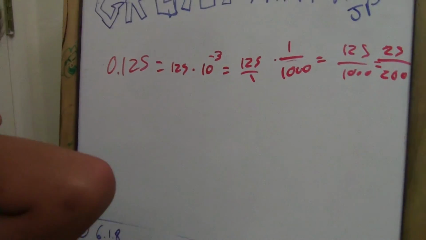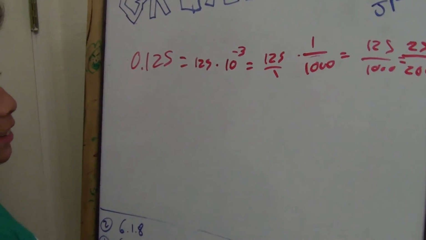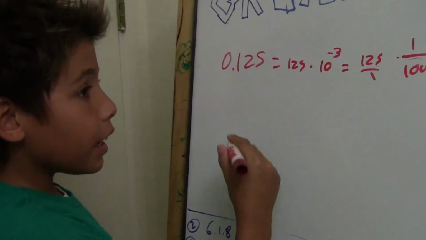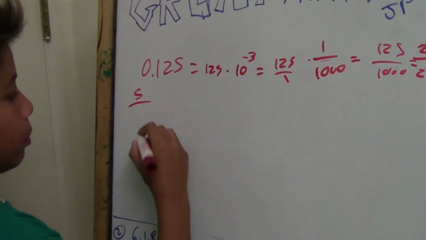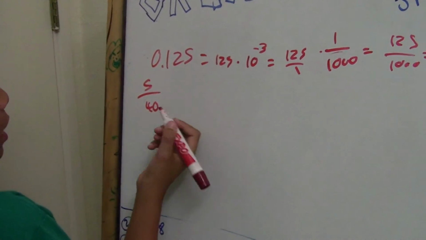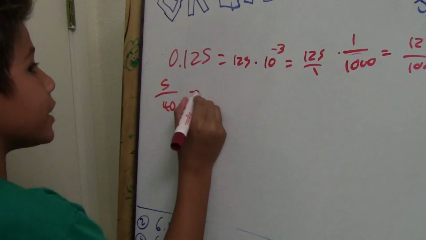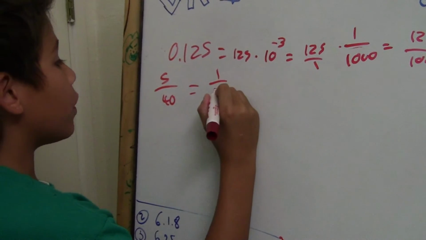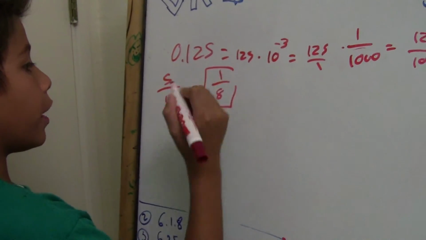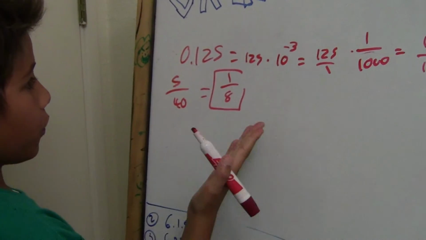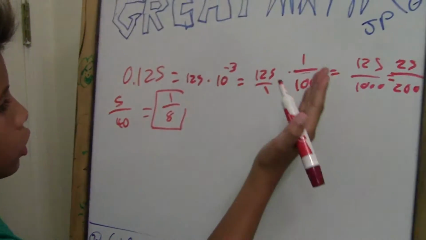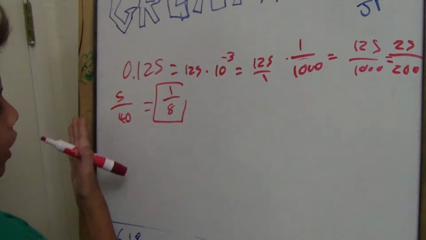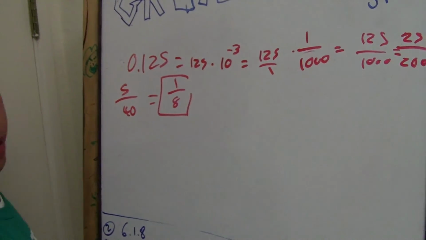Okay, 25 over 200. We still want to make that easier. So we're going to divide it by 5 again. 5 over, divide that by 5, that would be 40. And now we want to divide it by 5 again, which would be 1 over 8. There we go. We have our answer. 1 over 8. So we have this decimal, make it by powers of 10, turn it into a fraction, simplify it. There we go.